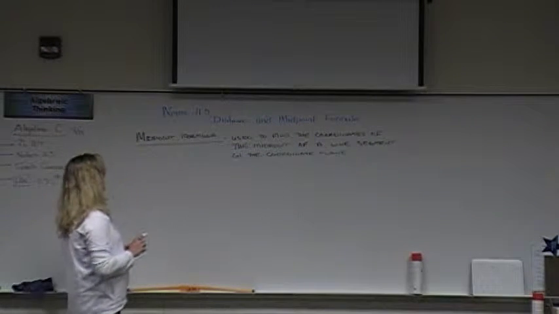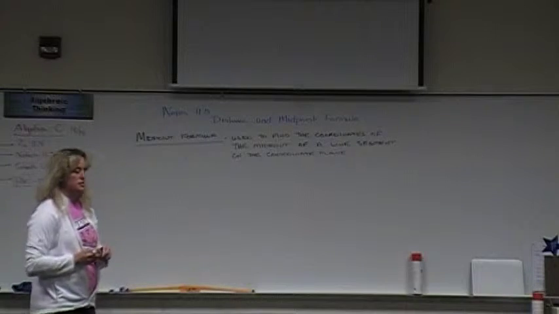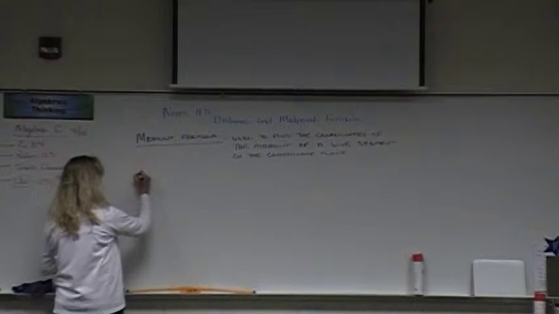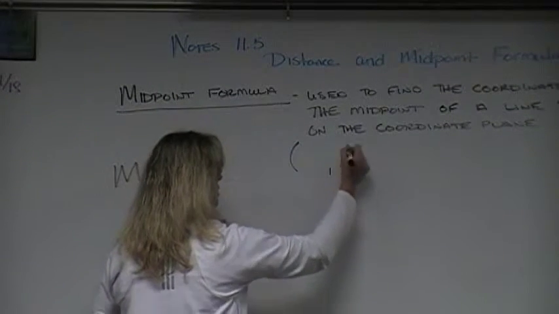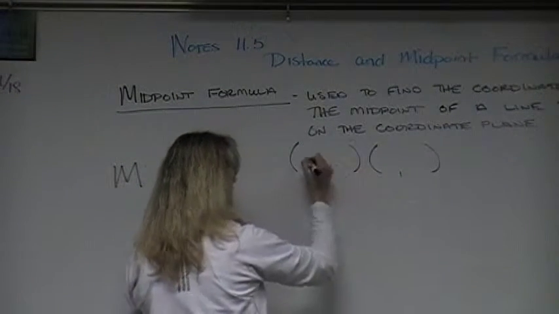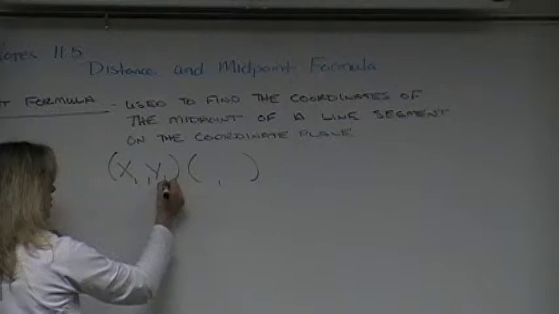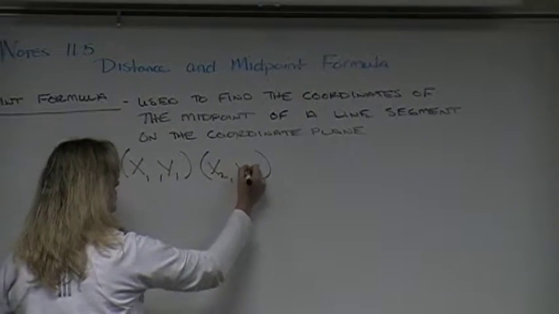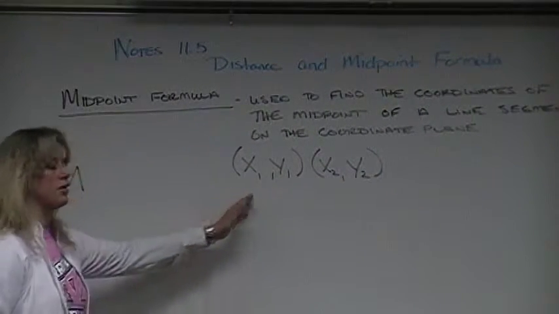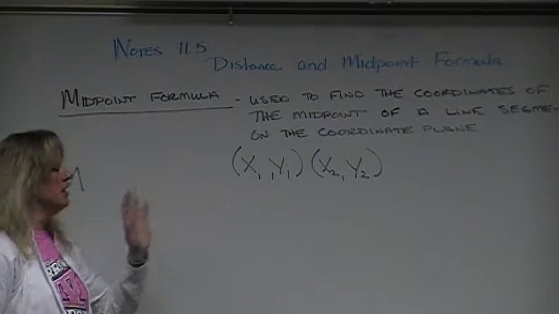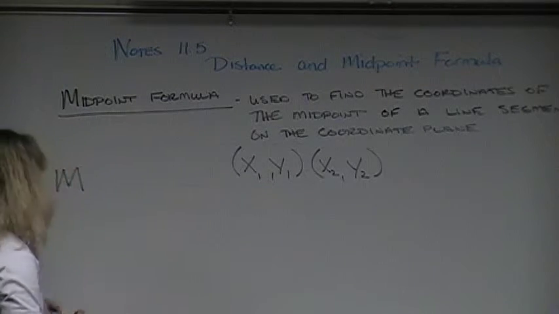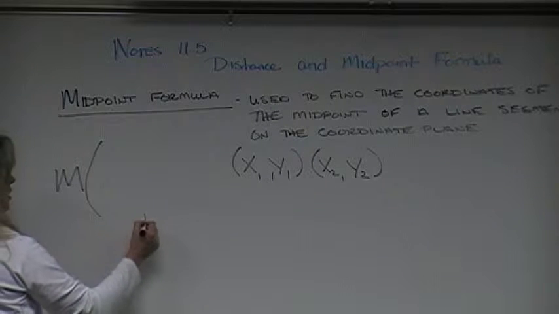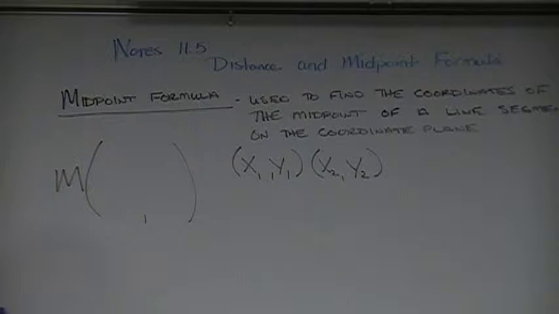So the formula we use for this is this, and I use M for midpoint. In the midpoint formula, our two ordered pairs are represented by x sub 1, y sub 1, and x sub 2, y sub 2. You're going to have two ordered pairs, just like you did with the distance formula. If I wanted to find the midpoint between these two ordered pairs, my answer will be an ordered pair.